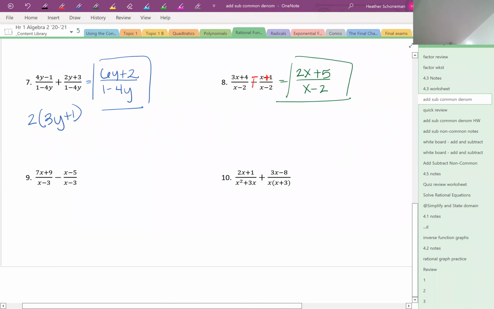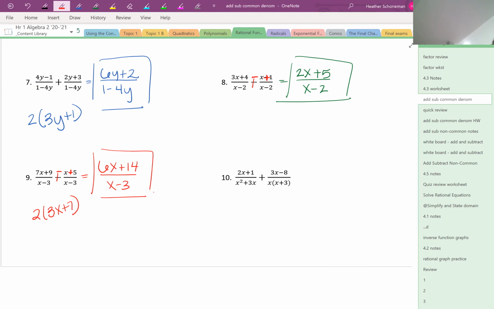On number 9, it's a minus sign, so we're going to change it to a plus and then change the sign of everything in that right numerator. And now, when we add them together, our denominator is x minus 3, and the numerator, 7x and negative x, would be 6x, and 9 plus 5 is 14. You can factor out a 2, and that's going to leave me with 3x plus 7. That doesn't reduce with the bottom, so I can't go any further.